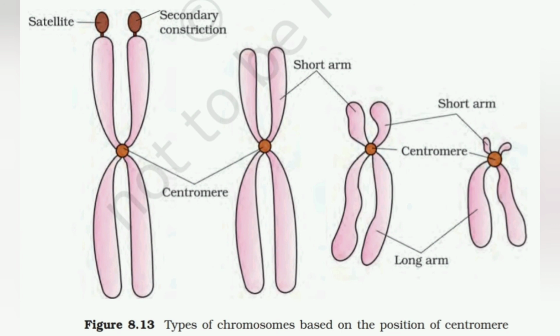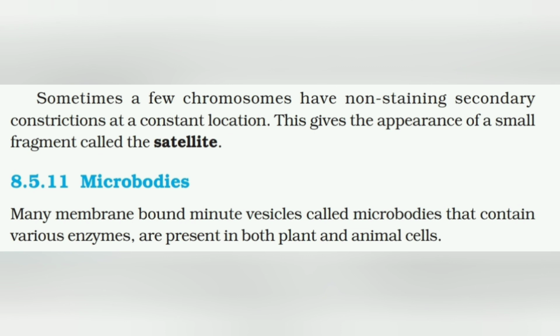There are some secondary constrictions that form satellites. Sometimes a few chromosomes have non-staining secondary constrictions at a constant location. This gives the appearance of a small fragment known as satellite. Such chromosomes are known as satellite chromosomes.